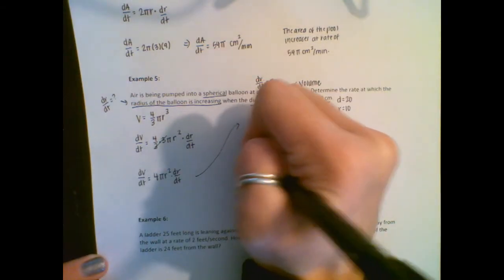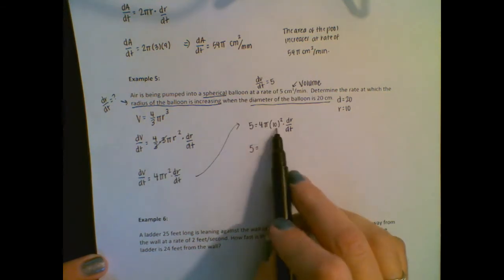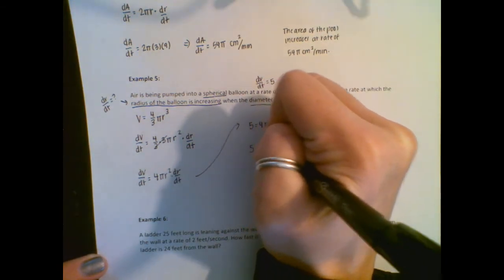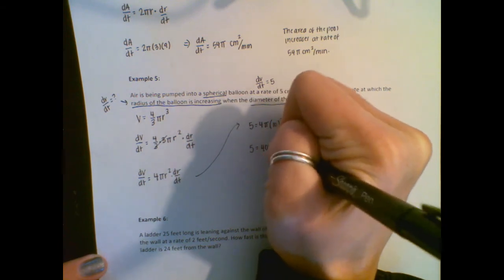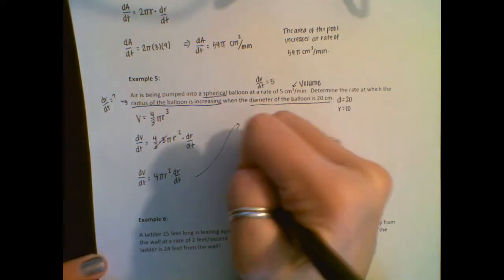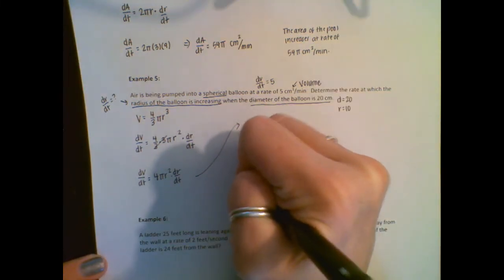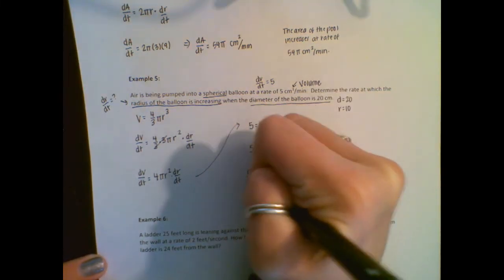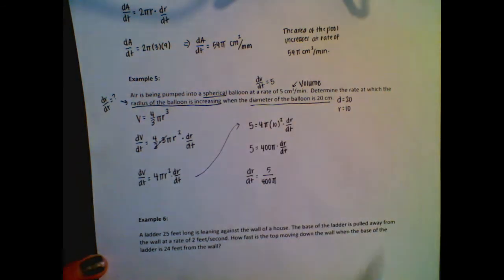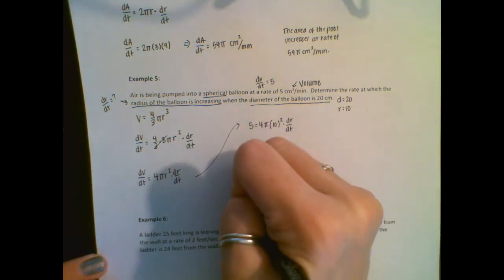So this is going to be 5 is equal to 4 times 10 squared, which is 4 times 100, so 400 pi times dr dt. And then I'm going to divide each side of the equation by 400 pi. So this gives me dr dt is equal to 5 over 400 pi. And anytime I can simplify a fraction, I definitely want to simplify that. So that gives me 1 over 80 pi.